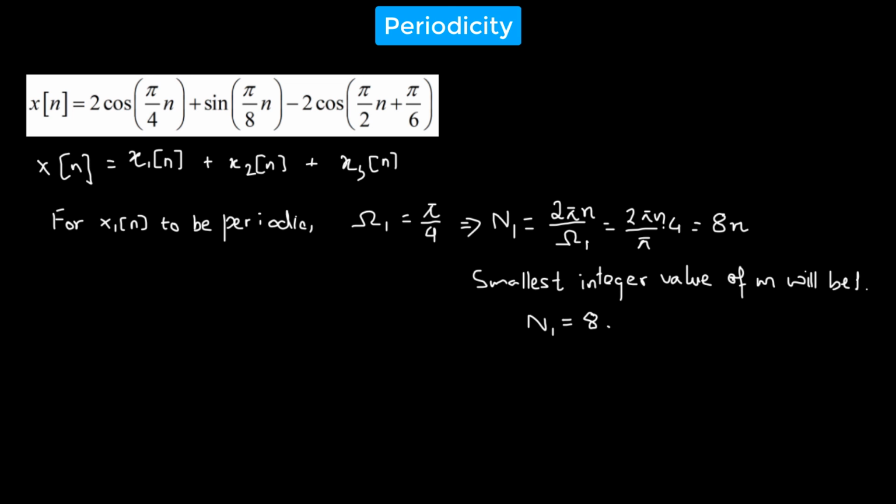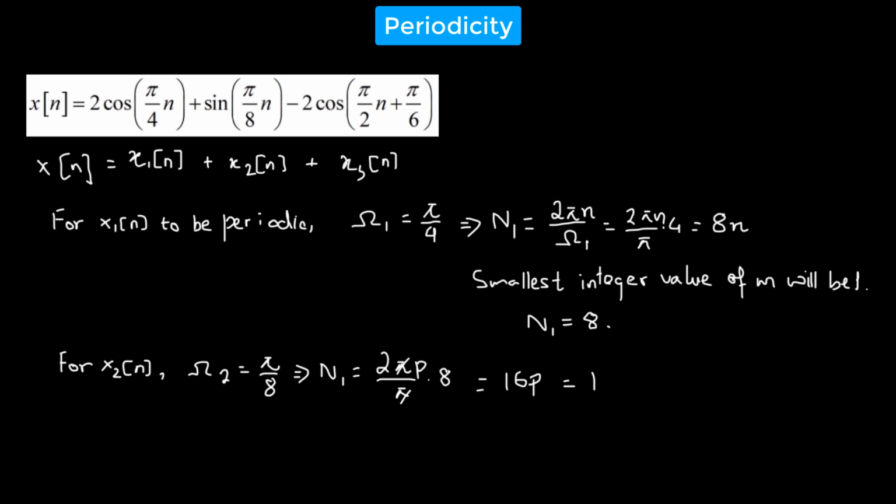Now we find the fundamental period of our second signal. For x2 to be periodic, we have the omega 2 value equal to pi over 8. So that gives us n2 equal to 2 pi, since we have already considered m, so let us consider p. So 2 pi p over omega 2, which is pi over 8. So pi and pi get cancelled, and we have 16p. This will be equal to 16 when the smallest value of p is equal to 1.